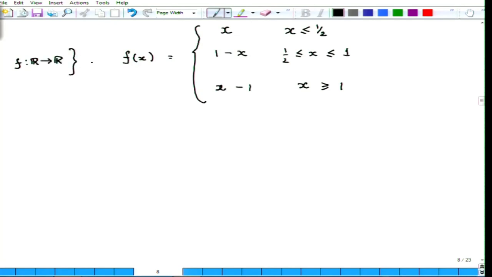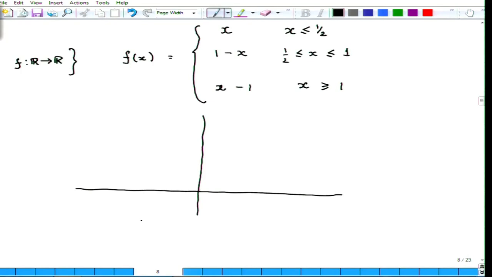and that is given as f(x) is x when x is less than half, f(x) is 1 minus x when x is between half and 1, and it is equal to x minus 1 when x is greater than or equal to 1. So if I draw the graph of this function, it would look like this.